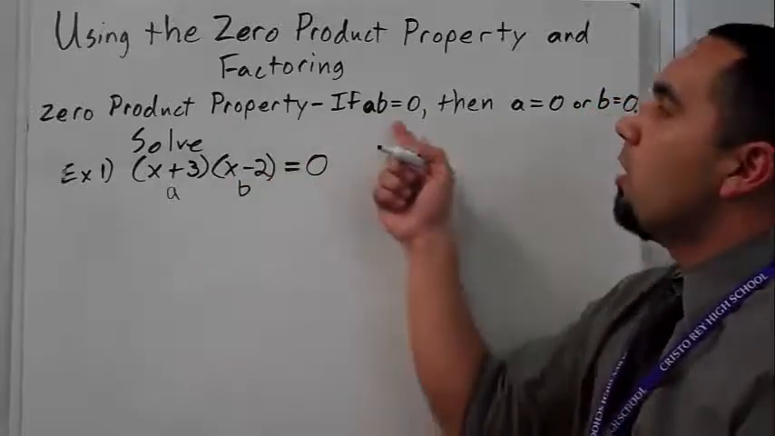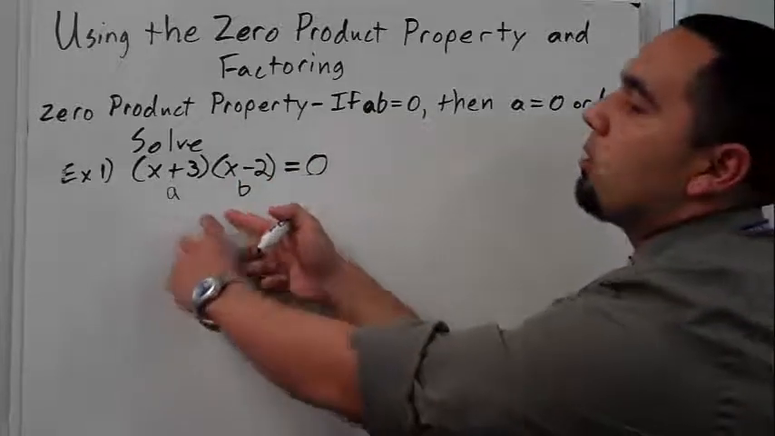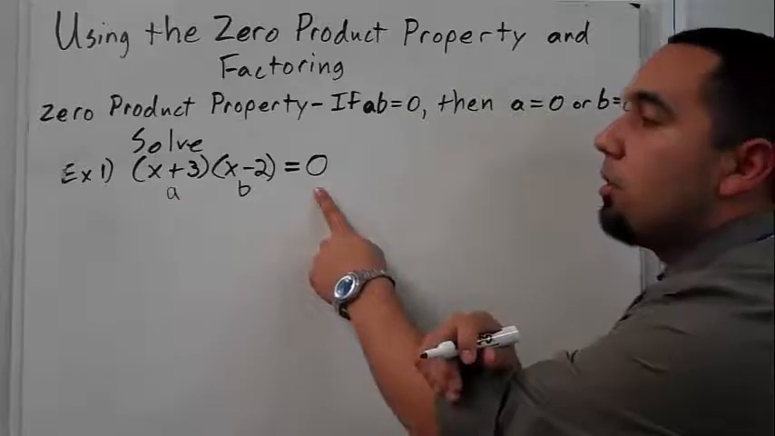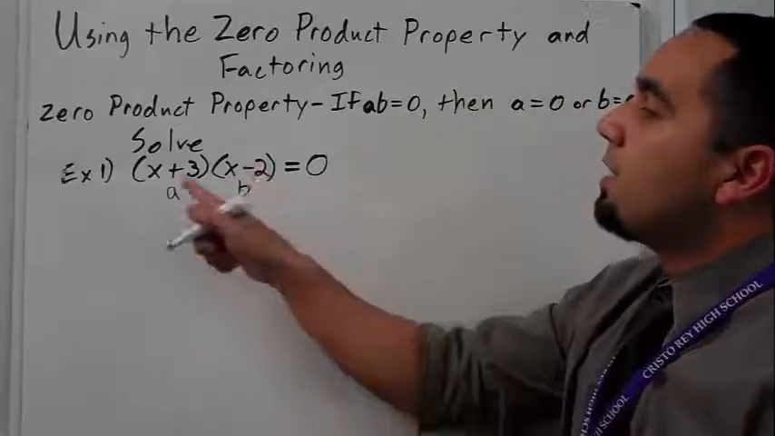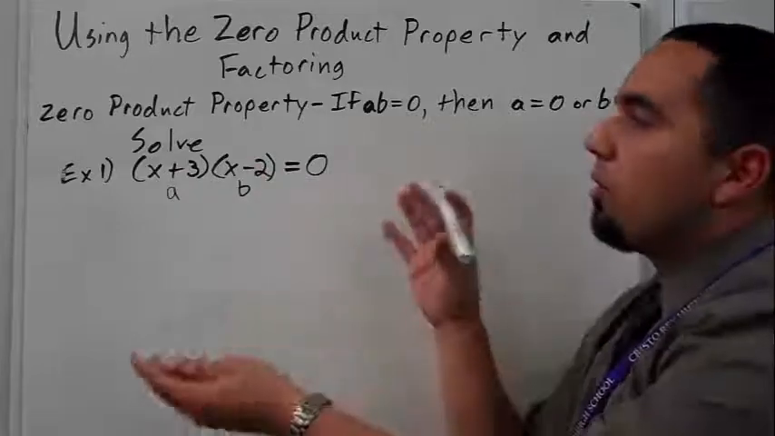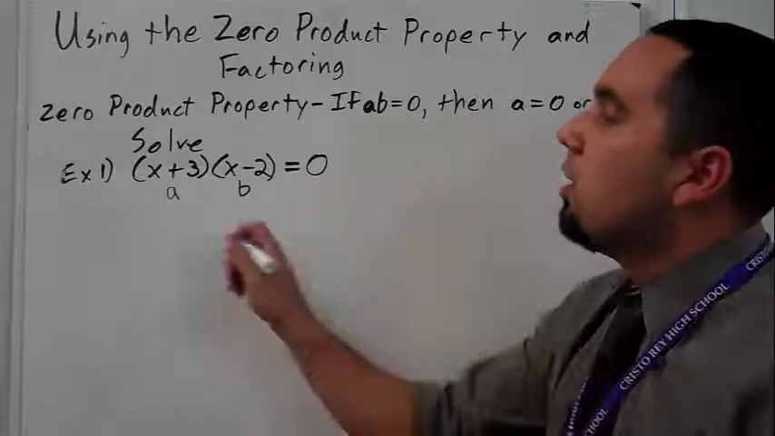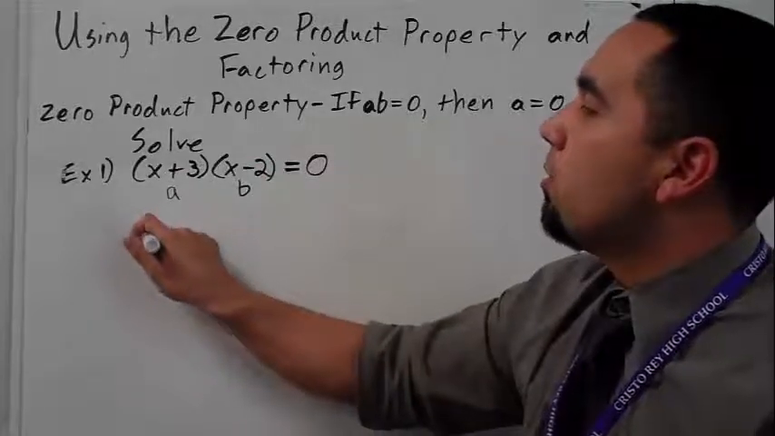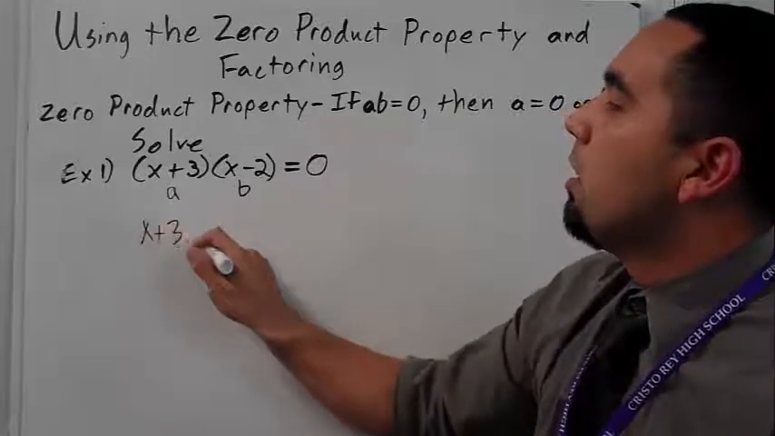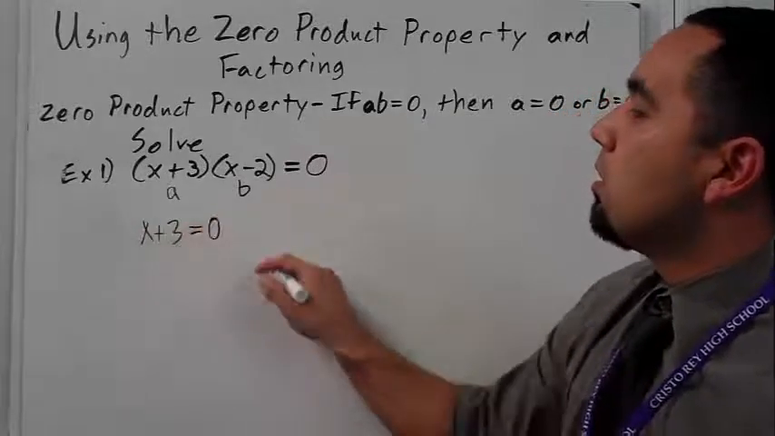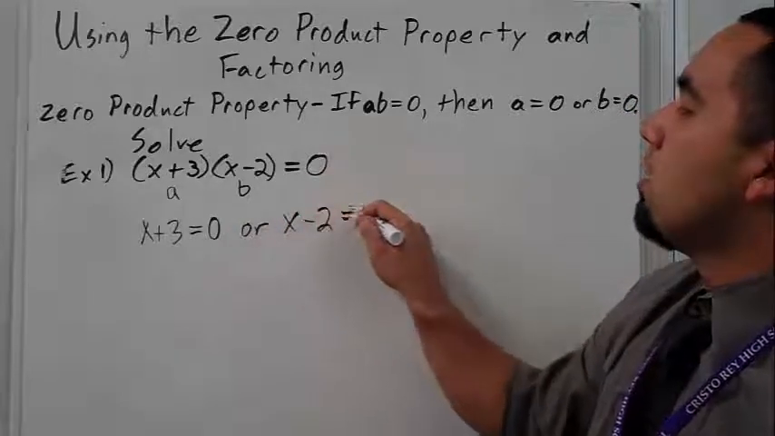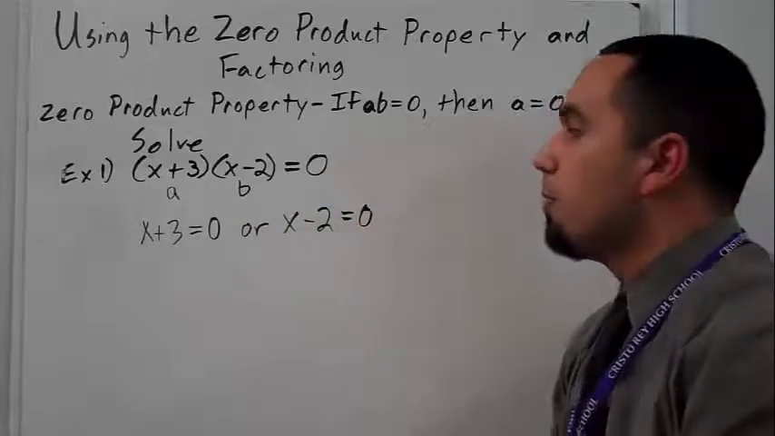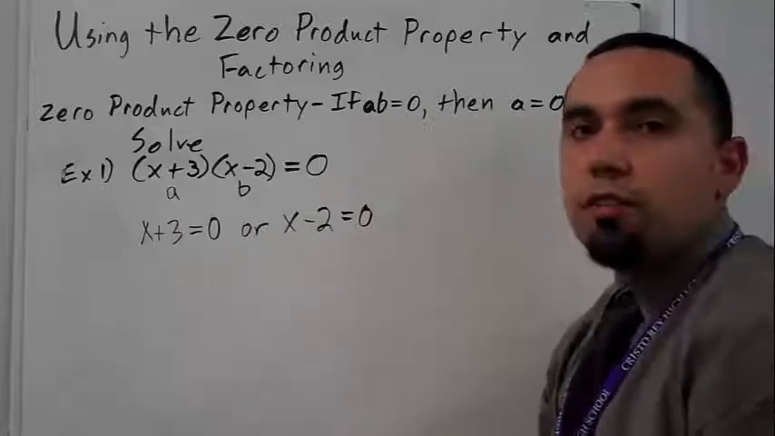And the zero product property tells me that if I'm multiplying two numbers together and I get 0, one of them must be equal to 0. So instead of multiplying them and doing my FOIL or using my box, I'm just going to split them apart. I'm going to say, well, either x plus 3 equals 0 or x minus 2 equals 0. Okay? And then I just have to solve each one of those.